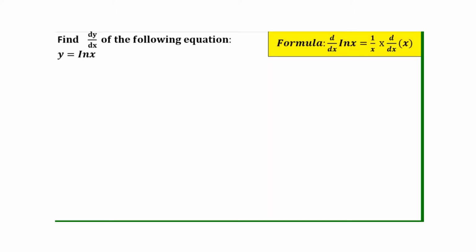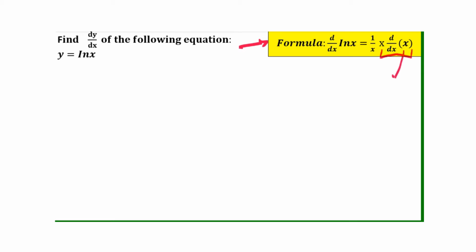So the first example, let's find dy over dx of ln x. So we're going to use this formula. Here's the formula that we're gonna use. It's in the formula sheet. You'll see the formula that is equivalent to this one. But then in your formula sheet, this part is not there. This part is not there. So I'll just explain this part here.